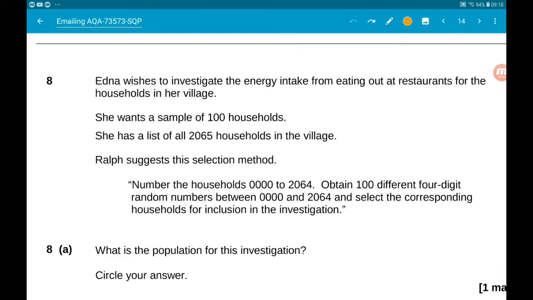So, number the houses from 0000 to 2604. Obtain 100 different random numbers between 0000 and 2604 and select the corresponding households for inclusion in the sample.